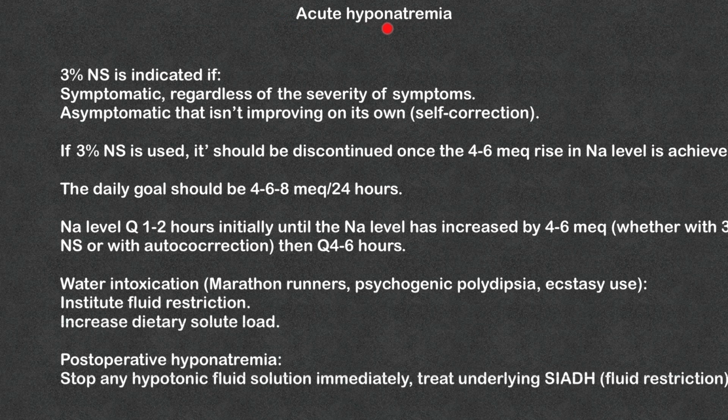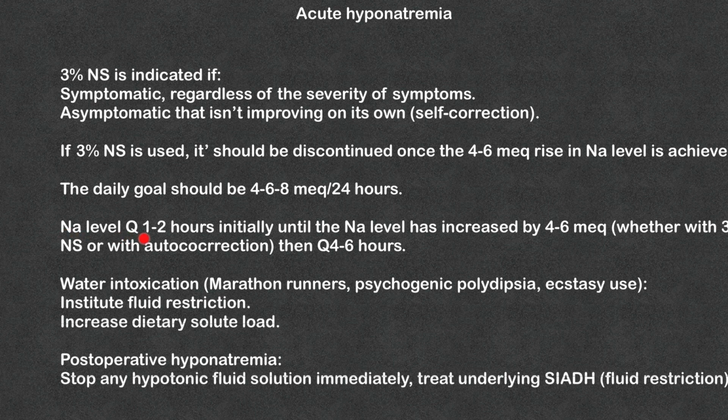Acute hyponatremia: ask yourself if 3% is indicated, and we discussed this in detail in the last video. If symptomatic, regardless of the severity, or asymptomatic but not improving on its own, you can go back to my video. But if 3% is used, it should be discontinued once the 4 to 6 milliequivalent rise in sodium level is achieved. The daily goal should be 4 to 6. If you want to be really conservative, you can shoot for 4 to 6, but you can go up to 8 milliequivalents per 24 hours or 16 milliequivalents per 48 hours.